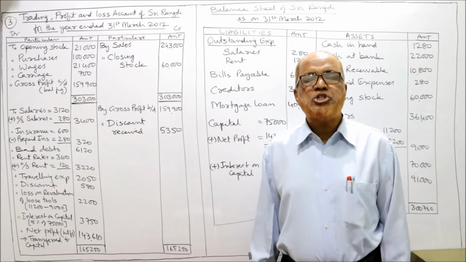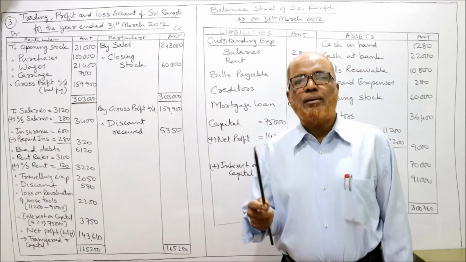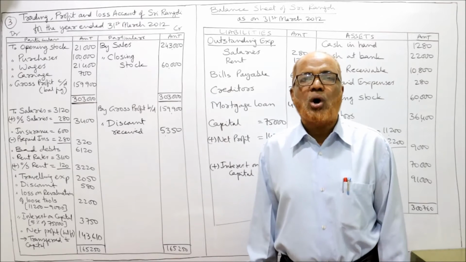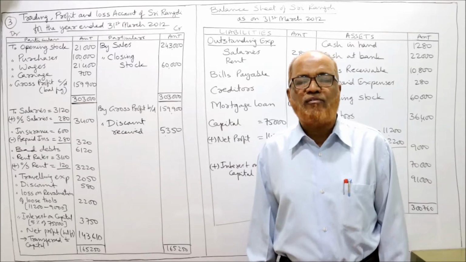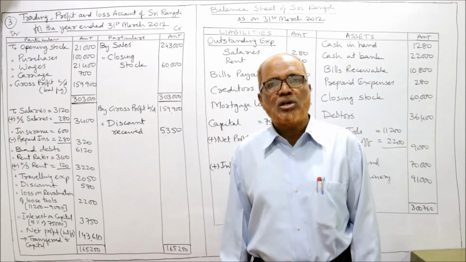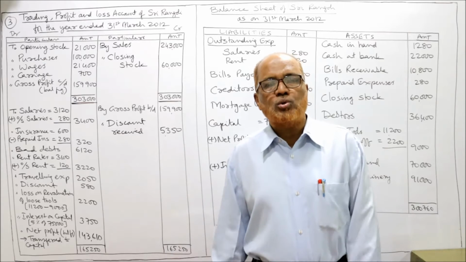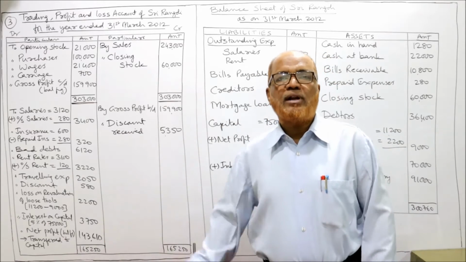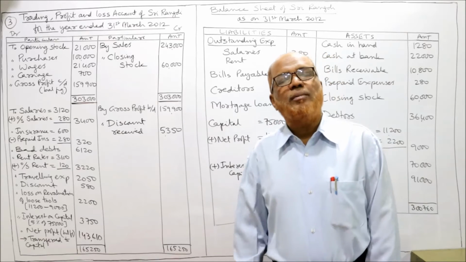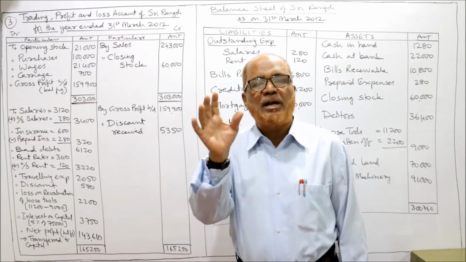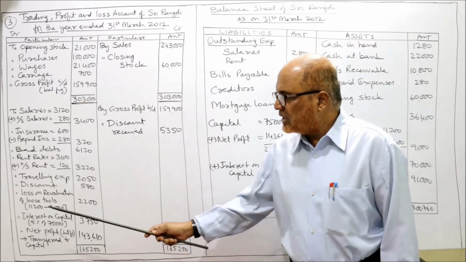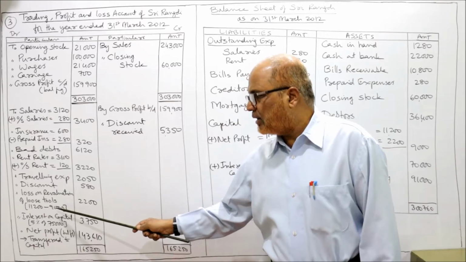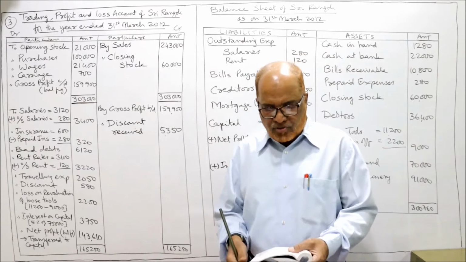Loose tools are depreciated. 11,200 minus 9,000, 2,200 is the loss on revaluation of loose tools. Right? This is a loss. So it will be debited to the profit and loss account. Profit and loss account is a nominal account. All expenses and losses will be debited. So here you have loss on revaluation of loose tools, 11,200 minus 9,000, 2,200. Three adjustments completed.